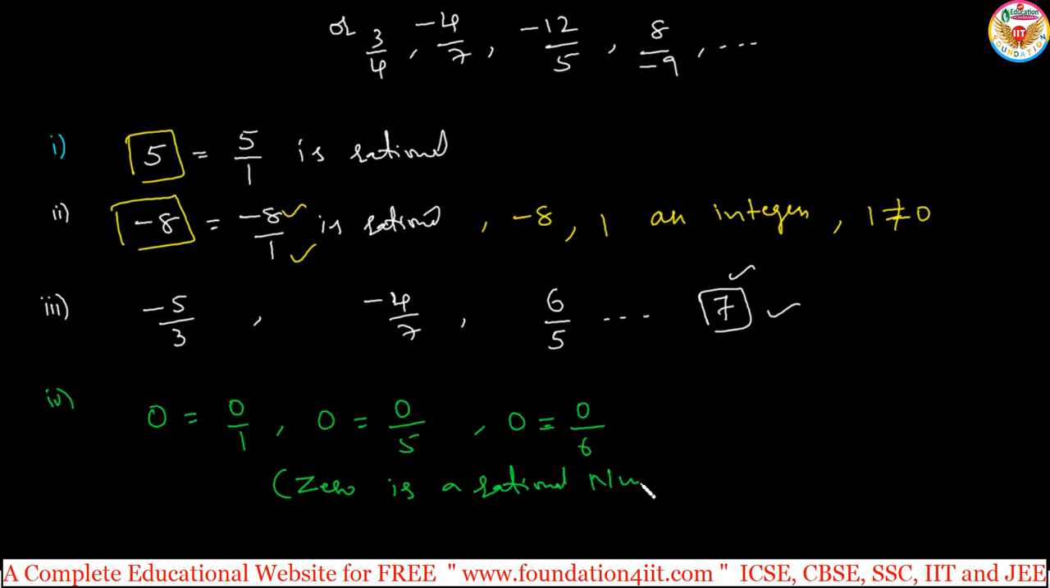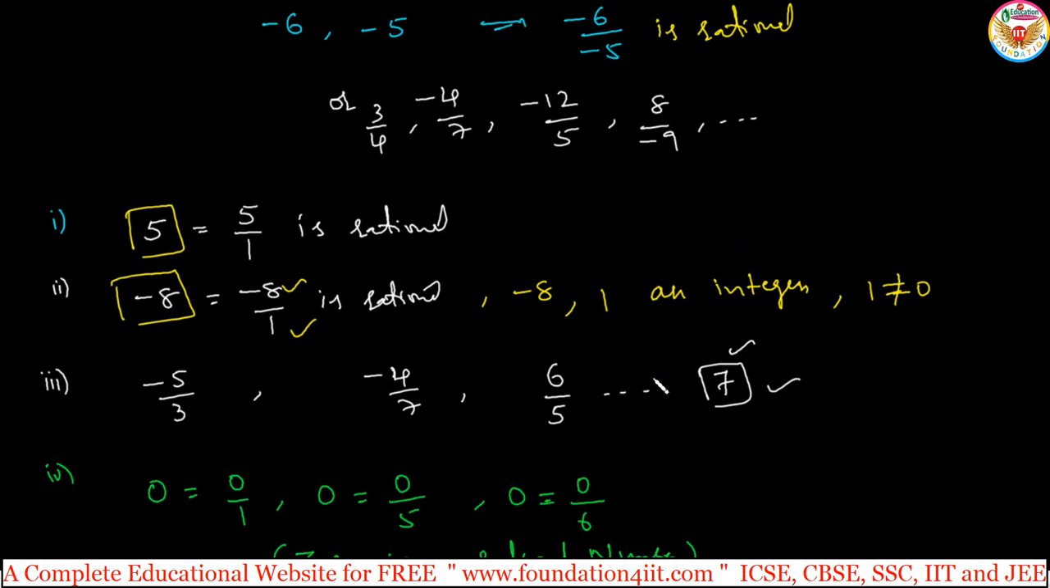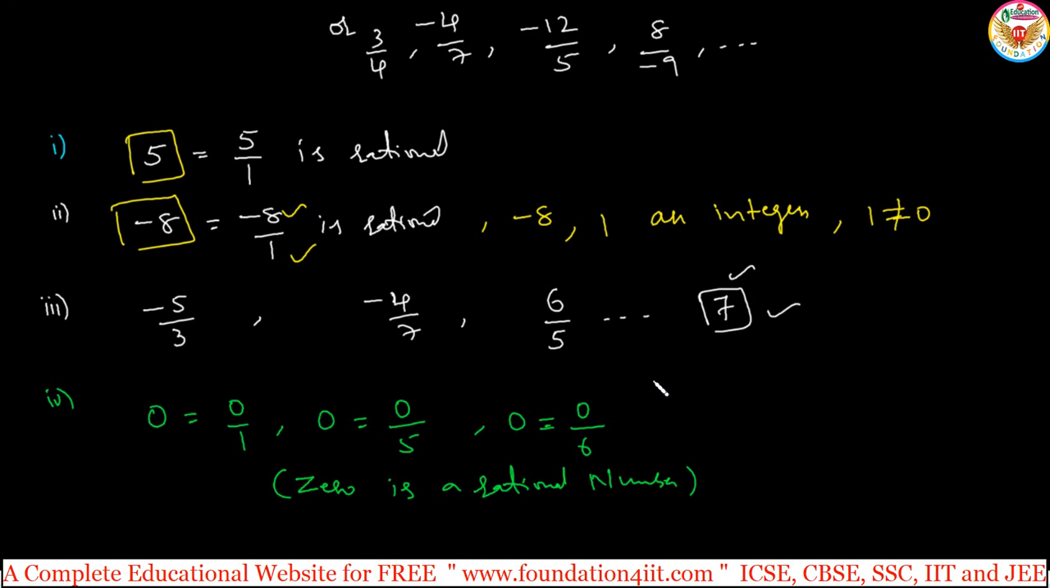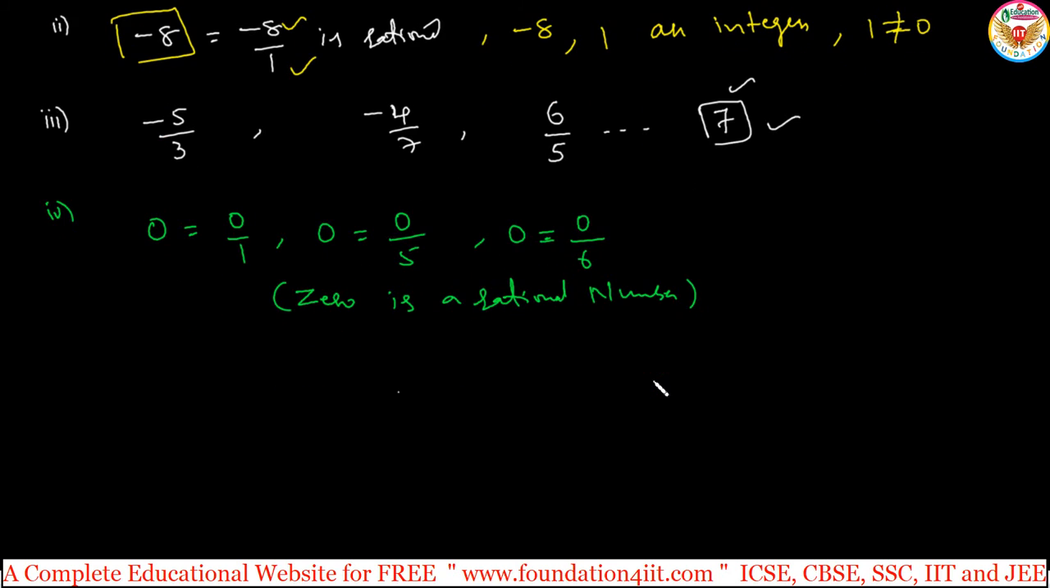Just remember this. So 0 is a rational number, right? So finally we conclude now every integer is a rational number. And next, the important one: every fraction is a rational number but the converse is not true. Every fraction. So what is the difference? What is a fraction and a rational number?